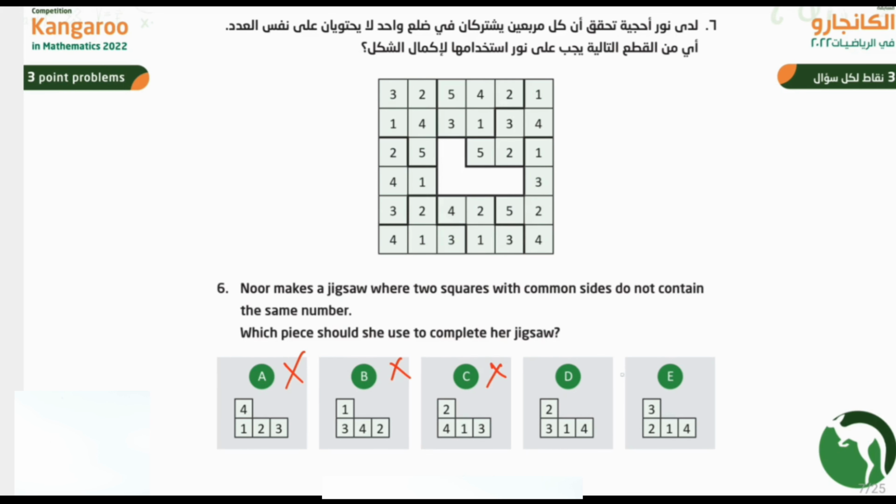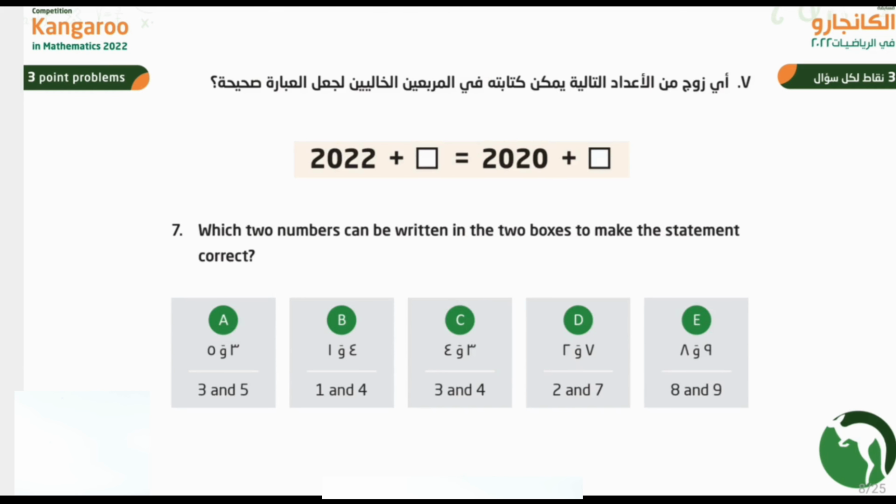Now if we look at D, we have 2, 3, 1, and 4. Here there is no problems, and here is also no problems. We don't have any problems here. And here we don't have any problems, and here we don't have any problems. So D is the correct answer.